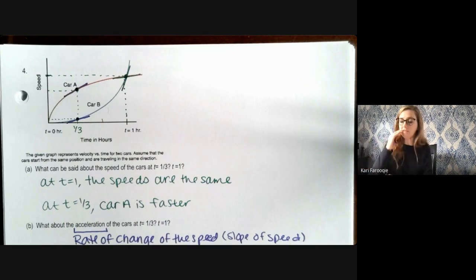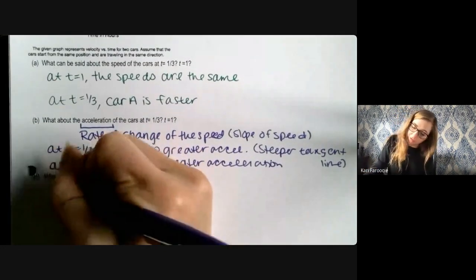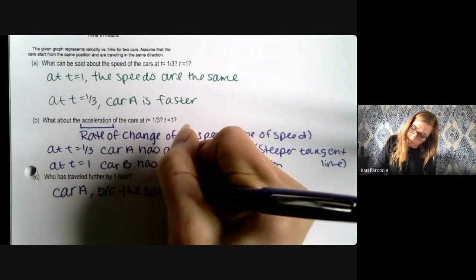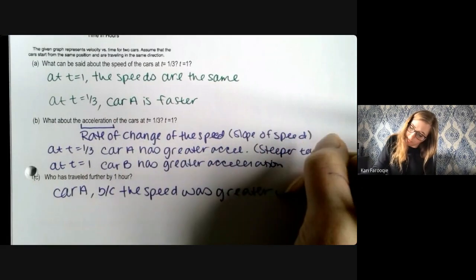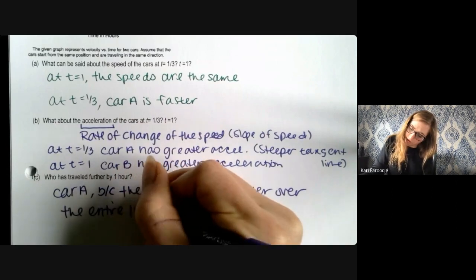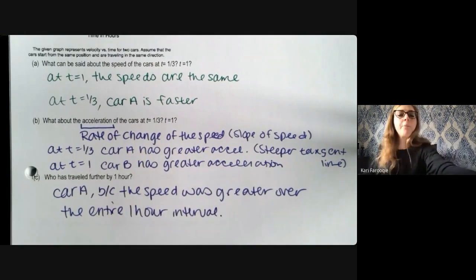So because of that fact, we would say that car A had a greater speed over the entire interval. It just makes sense logically that car A traveled farther because it was going faster over the course of that hour. So car A, because the speed was greater over the entire 1 hour interval.